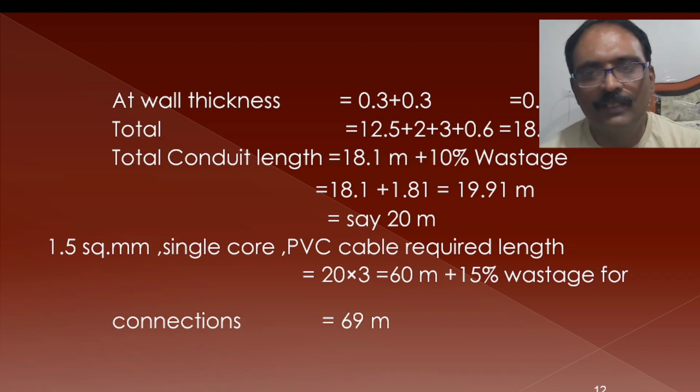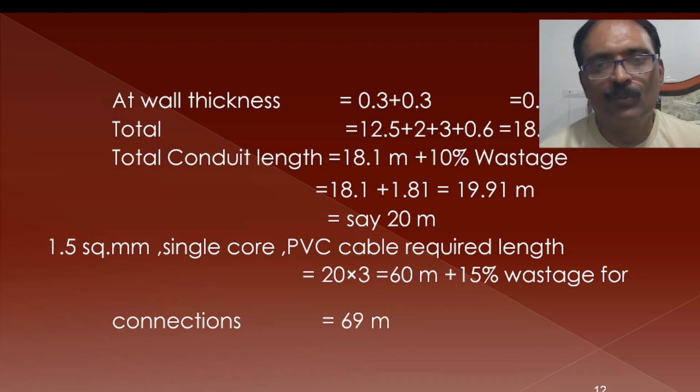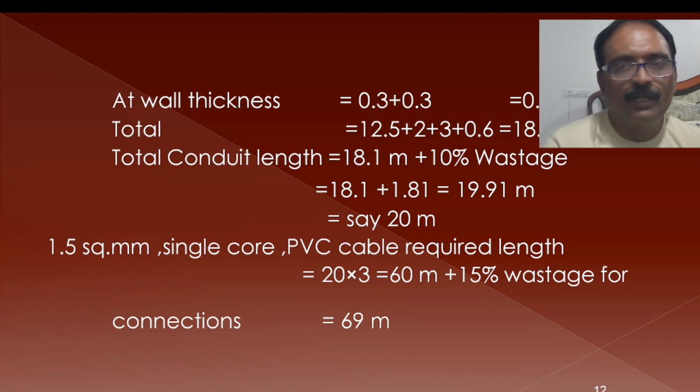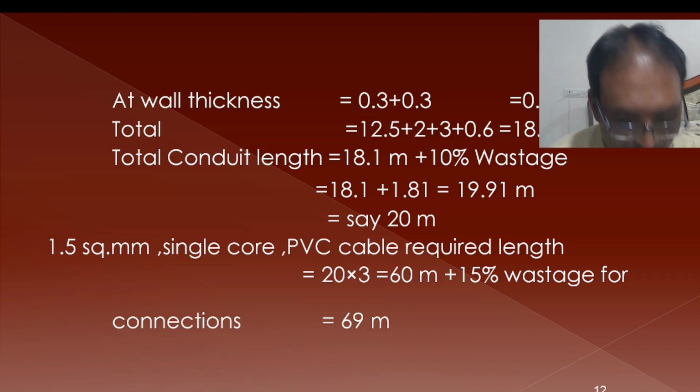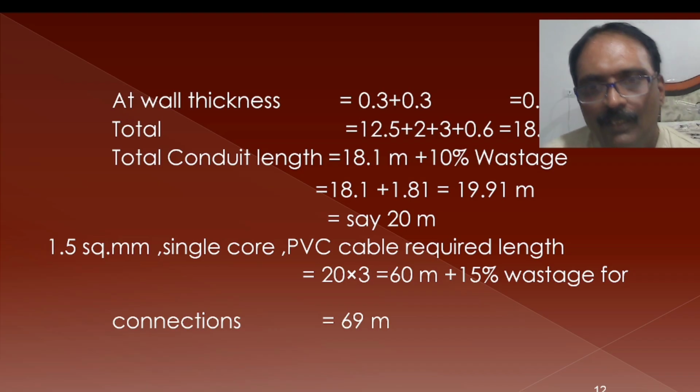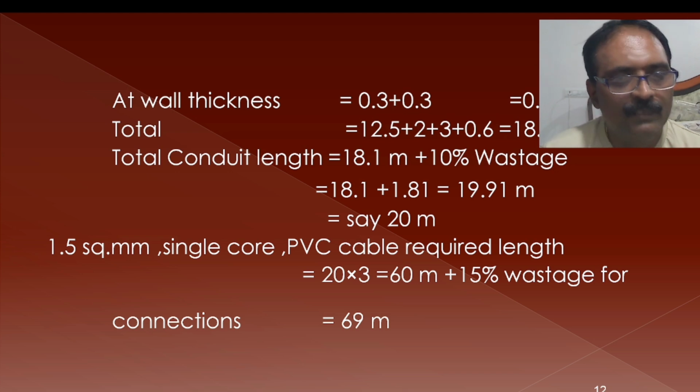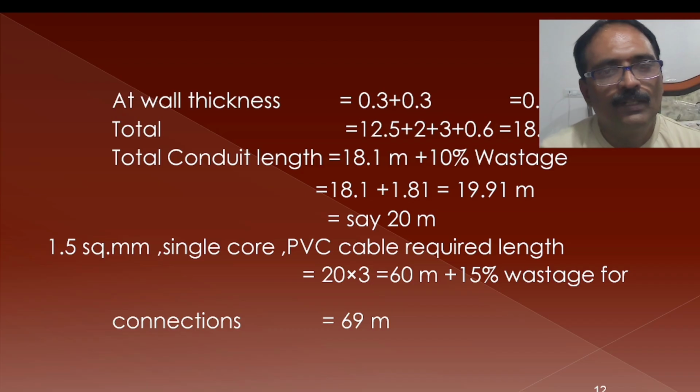And there will be wastage whenever we make these connections, like at switchboards and junction points. We have to make some loopings around from one switch to another switch. So when you take that wastage into consideration, that will be 10 to 15%. So that will come around 69 meters or 70 meters for this cable. So totally we require 70 meters for the cable.